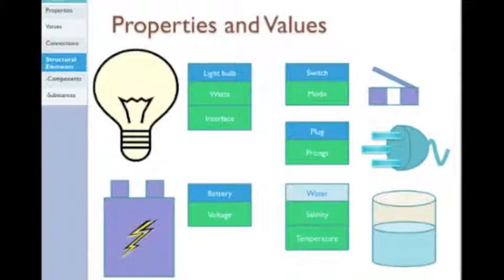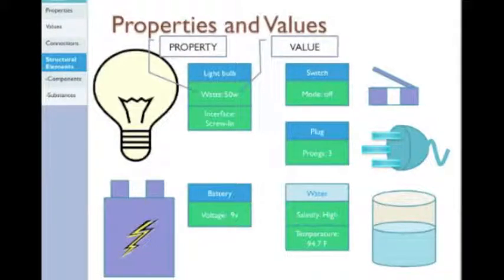Furthermore, the properties of structural elements can, and usually do, have values associated with them. A light bulb might be a 10 watt, 50 watt, or 100 watt bulb, for example. Likewise, a plug might have 2 or 3 prongs, and water might be very salty or not salty at all.